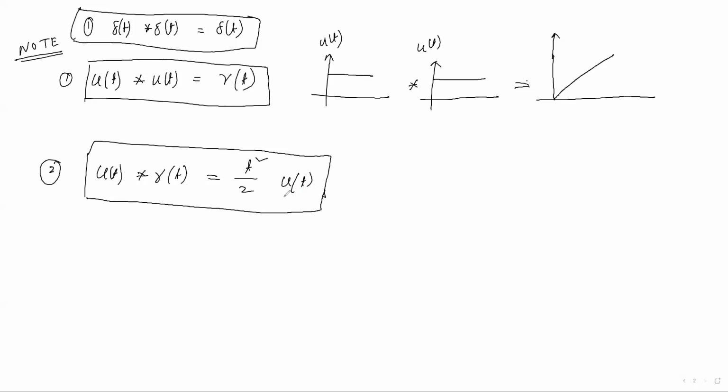So how to solve this property? Let me solve this, and I will finish today's class after solving this problem. U of t convolution R of t. Okay, let y of t equal to U of t convolution R of t.